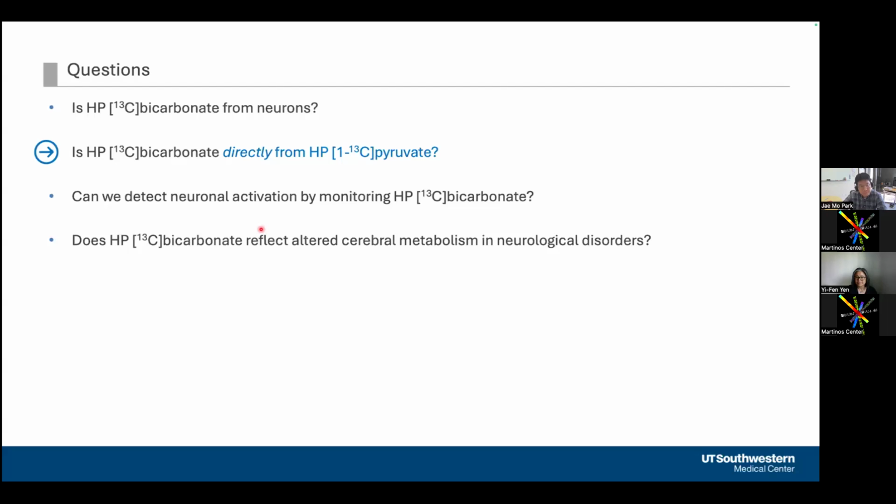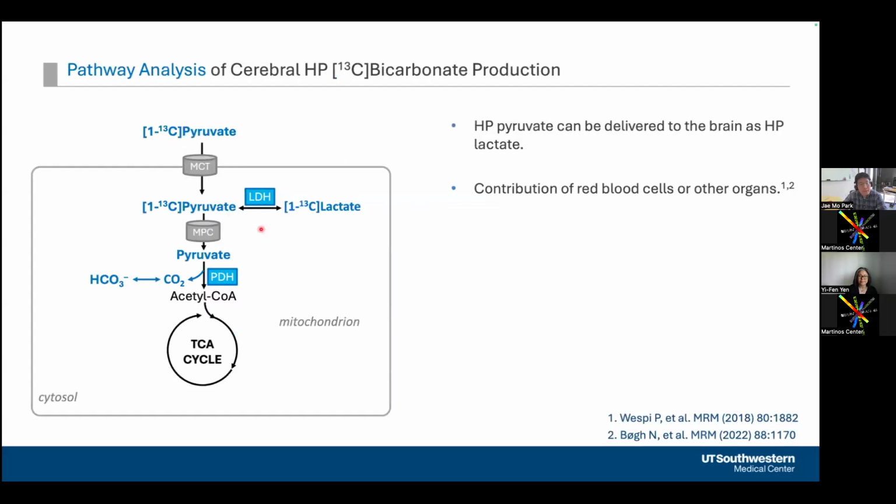But I'm more convinced that this bicarbonate is primarily from neurons. And the second question is, is hyperpolarized bicarbonate directly from hyperpolarized C1 pyruvate? So what does it mean? We did some pathway analysis of this bicarbonate production. If you are injecting hyperpolarized pyruvate, as I explained, it can go through the intracellular cytosolic space and then be further metabolized in the mitochondria. But alternatively, it can be converted to lactate before actually entering the cell.